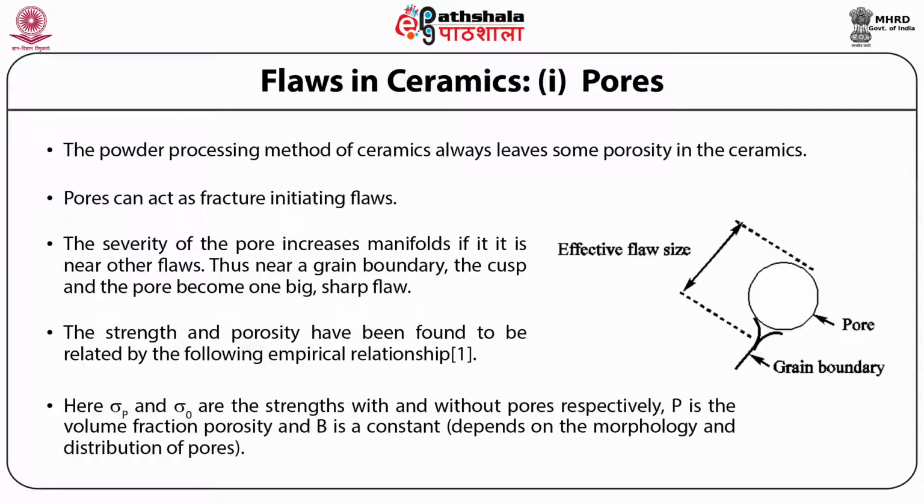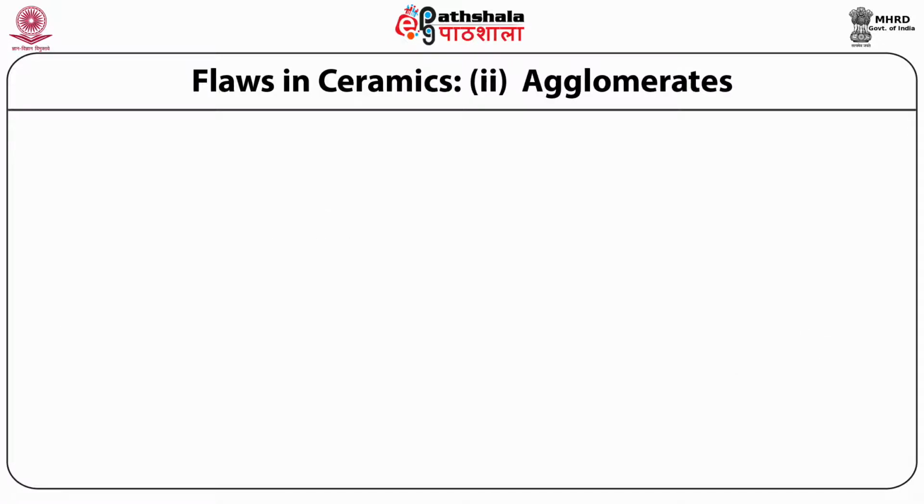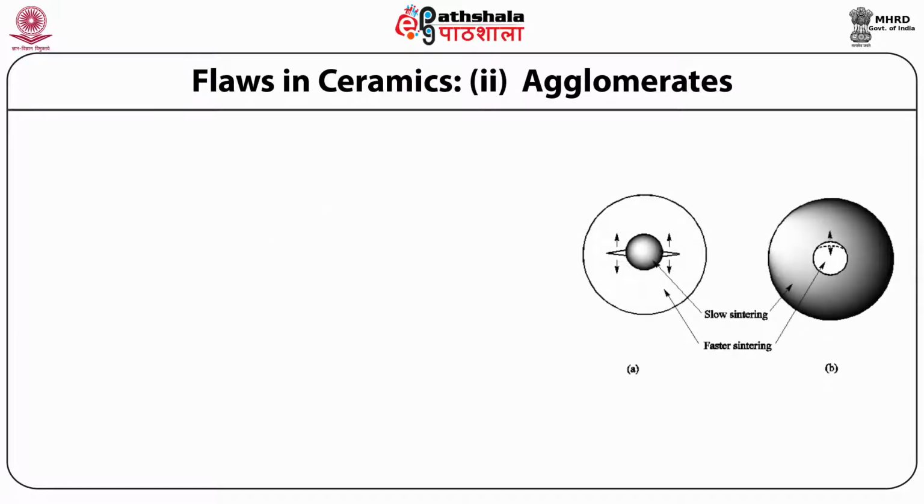So the severity of the pores increases manifold if it is near other flaws. For example, if there is a cusp of a grain boundary next to a pore, then the cusp and the pore become one big flaw with the sharpness of the cusp and the size of the pore, as shown in this figure. Next type of flaw in ceramics is agglomerates.